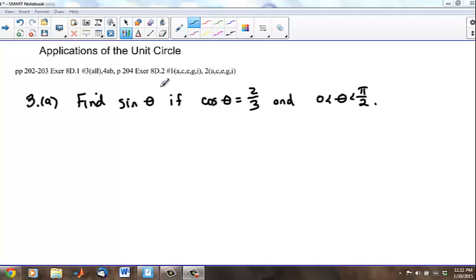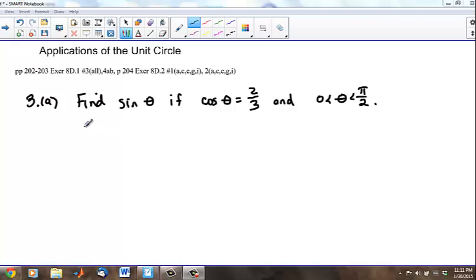Hey everyone, we're going to be talking about applications of the unit circle. So let's take a look at number 3a on page 202. Find sine theta if cosine theta is equal to 2/3 and theta is in between 0 and pi over 2.